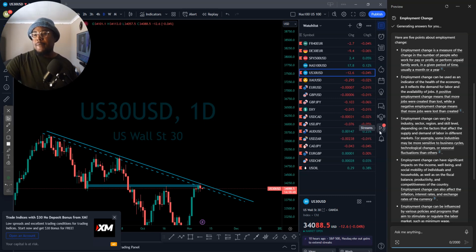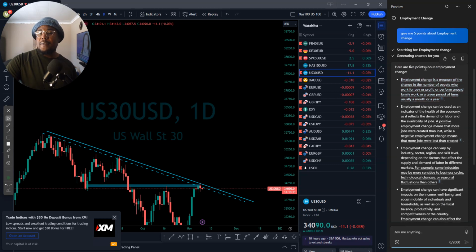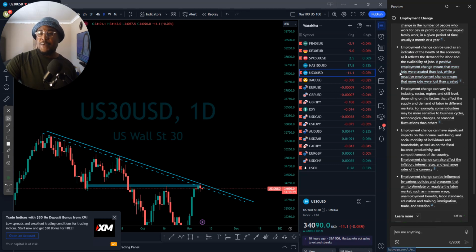Now let's read from Facts Checker. Employment change is a measure of the change in the number of people who work for pay or profits, or perform unpaid family work, over a given period of time. So let's push to the next one. Employment change can be used as an indicator of the health of the economy.